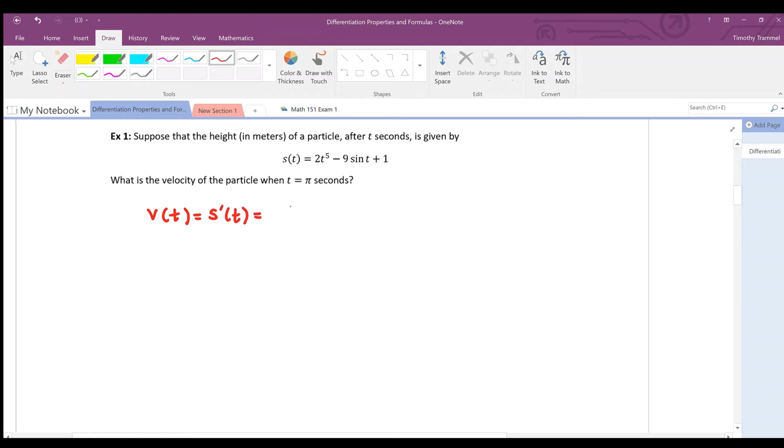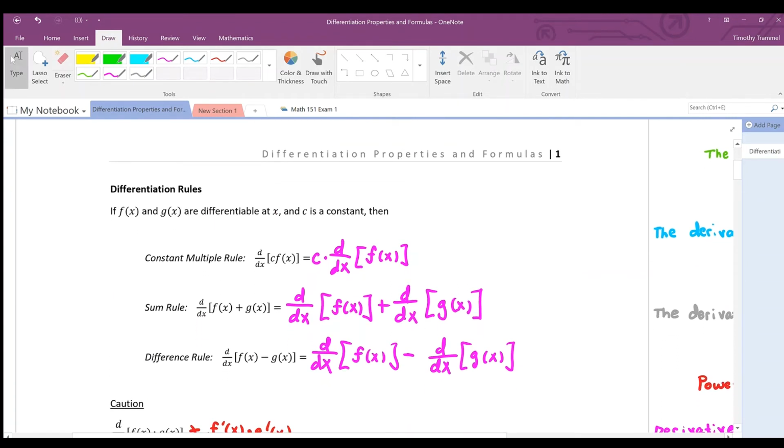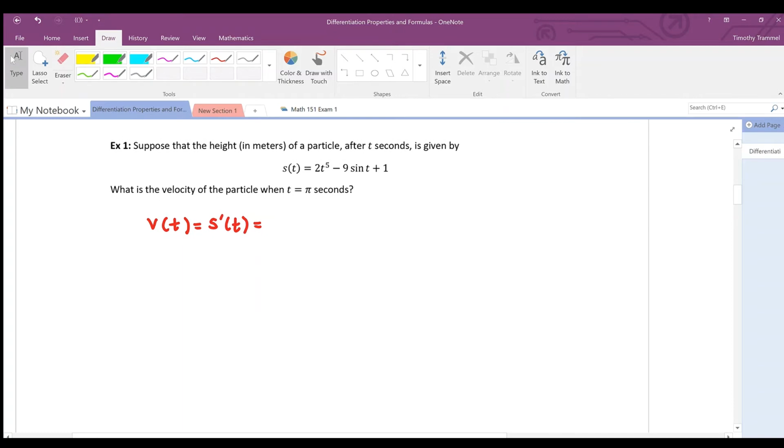Now, thanks to all these new properties up above, actually thanks to all three of them, we'll be able to take this derivative without using the limit definition of the derivative. Also, I'm going to have some extra steps in here that I normally won't write. This derivative is normally going to go a lot faster than it does here in this example. So I'll just write down the derivative of 2t to the fifth minus 9 sine of t plus 1.